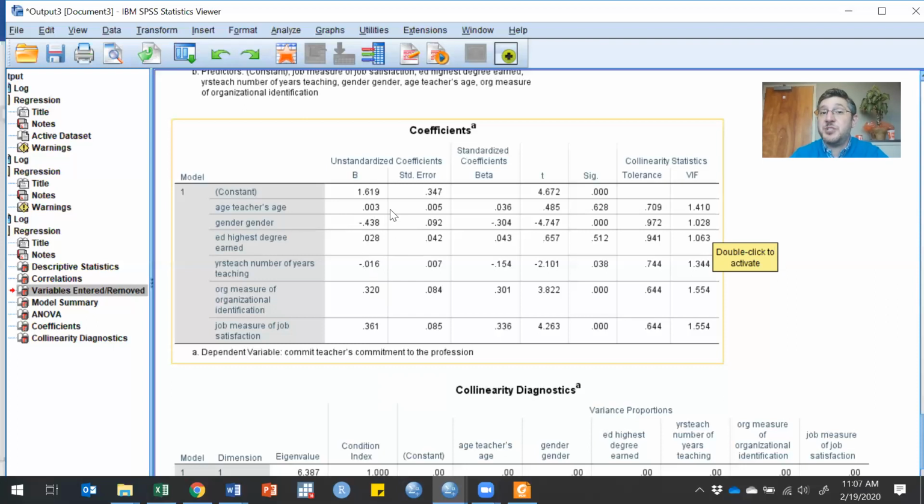The coefficient for gender is negative, so we have to remember that females were coded 1, males were coded 2. So this is actually pointing towards females. And it is statistically significant. So we can say that in this sample, females tend to have a higher commitment to the profession than male teachers do.